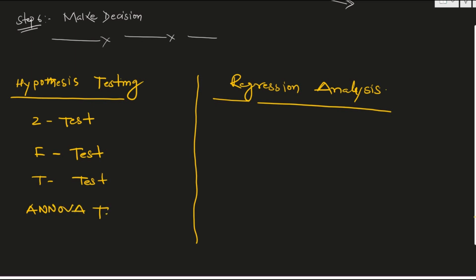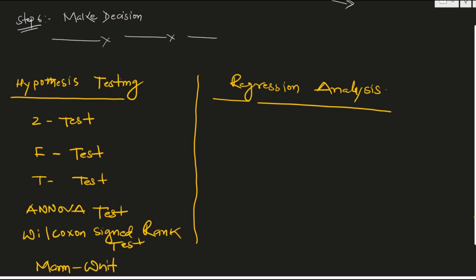We have the ANOVA test, and then again we have the Wilcoxon signed rank test. And then one more test is the Mann-Whitney rank test, the Mann-Whitney U test. Okay, these are the different tests within hypothesis testing.